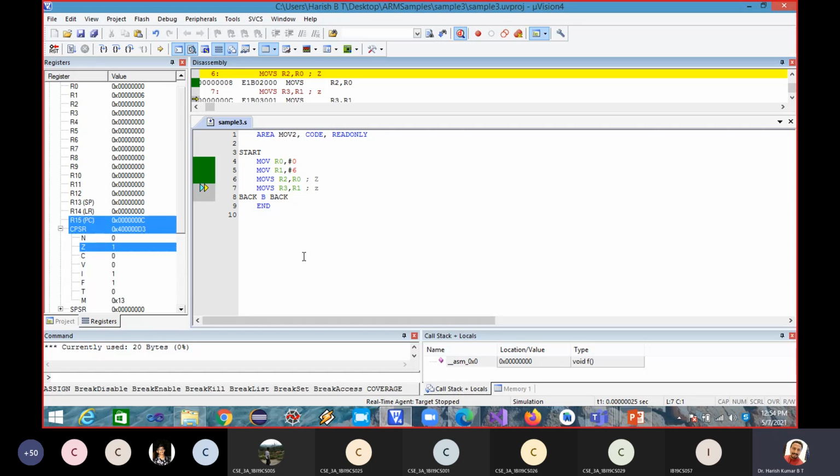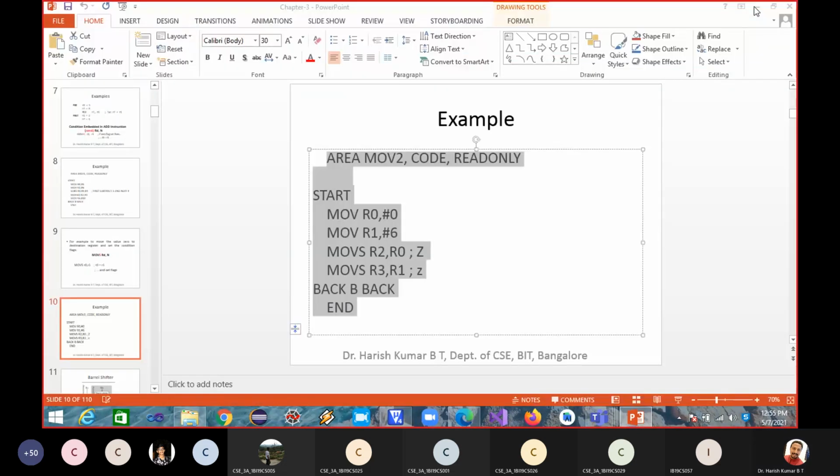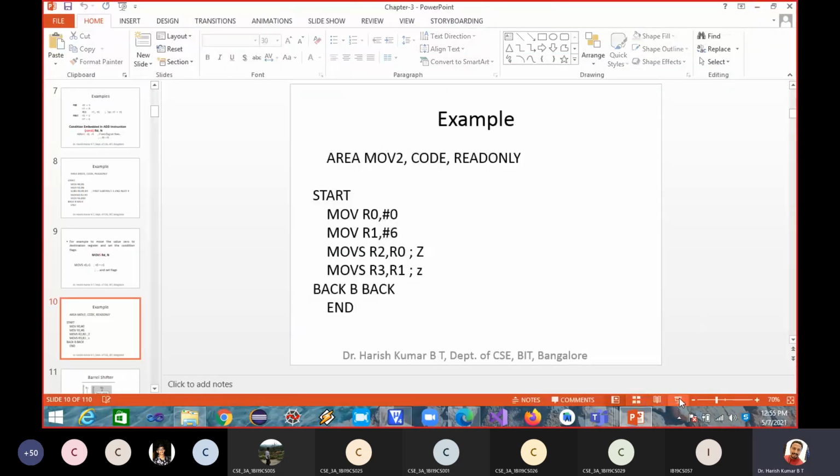In the next statement, what I am moving to the destination register R3 is the value of R1, that is 6. Now again, the 0 flag will be put back to 0. So the 0 flag has become 0. So this instruction sets the 0 flag and this instruction resets the 0 flag. So hope you understood. Is that clear? Yes, sir. Now we'll go to the next thing.